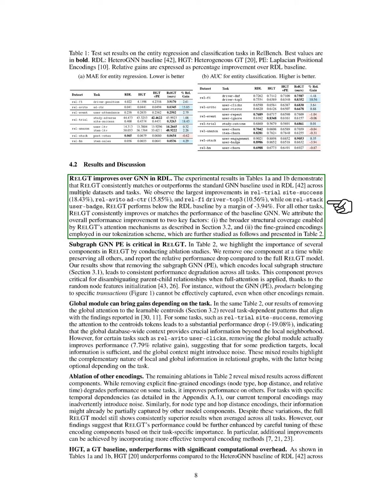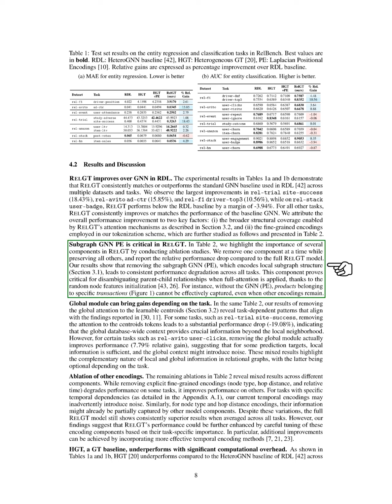We believe this overall improvement stems from two main factors: the enhanced structural coverage provided by RELGT's attention mechanisms and the detailed encodings in our tokenization scheme. We also emphasize the critical role of the subgraph GNN in RELGT. Our ablation studies reveal that removing this component, which captures local subgraph structures, leads to a noticeable drop in performance across all tasks. This component is essential for clarifying parent-child relationships, especially when full attention is applied.